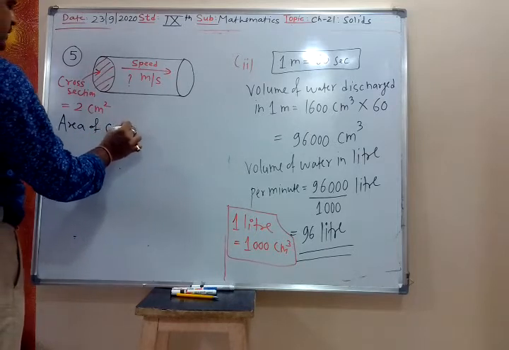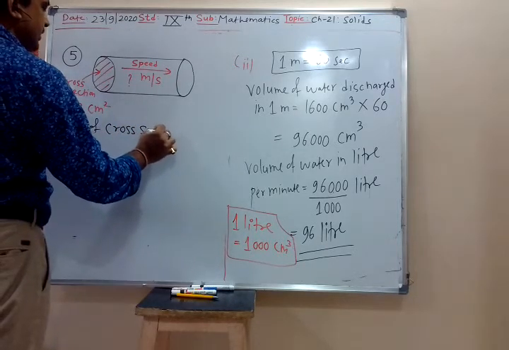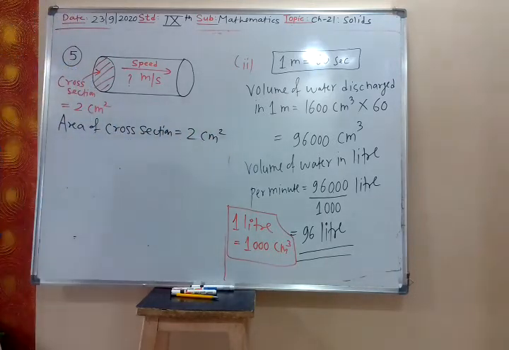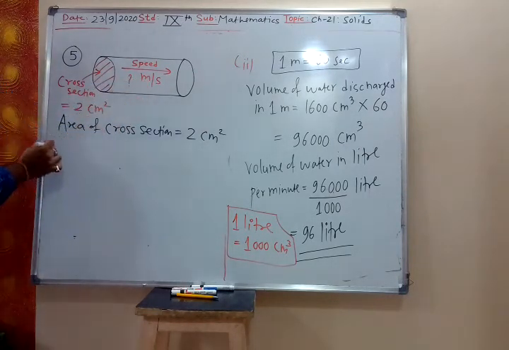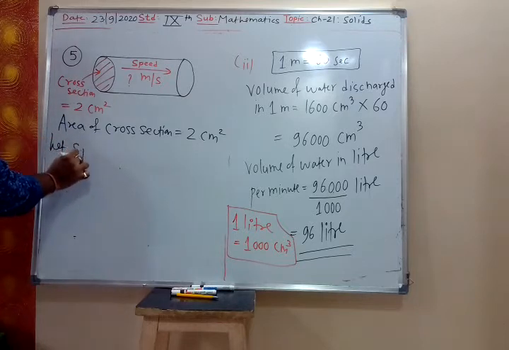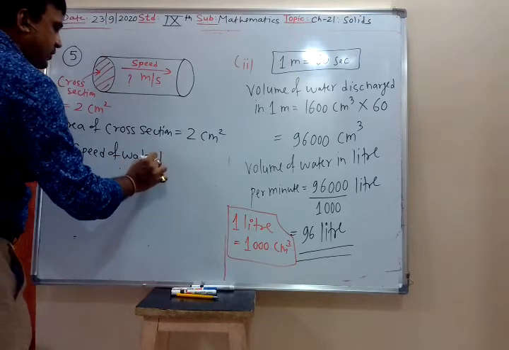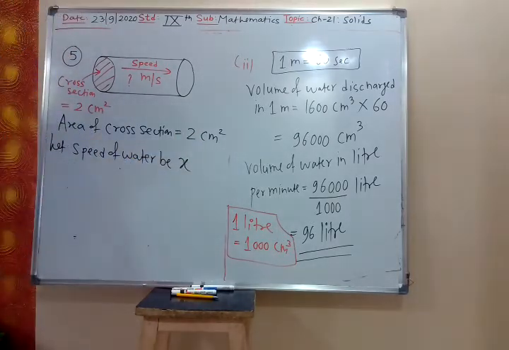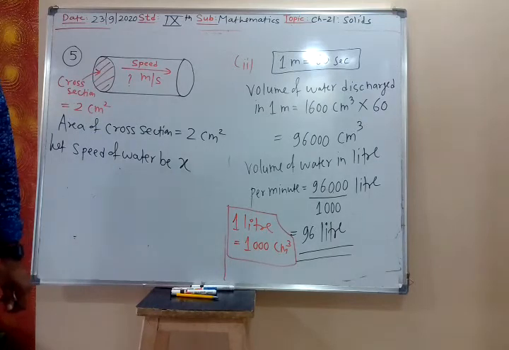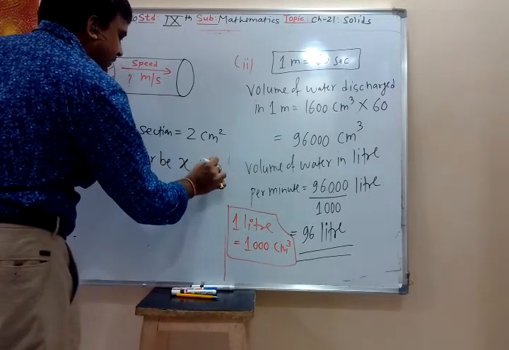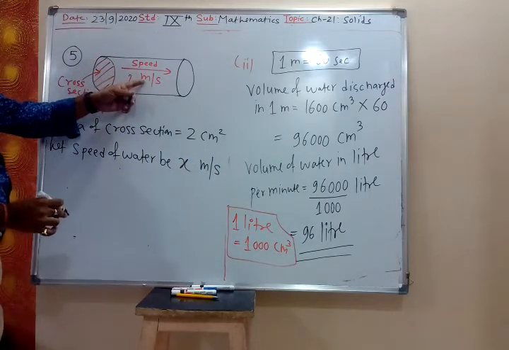Area of cross section is 2 centimeter square. Speed of the water is not given. So we write, let speed of the water be x. What will you write? x meter per second, because the answer is asked in meter per second.